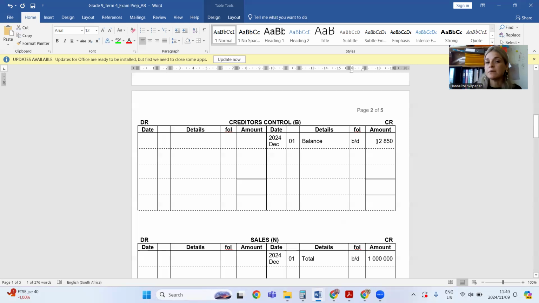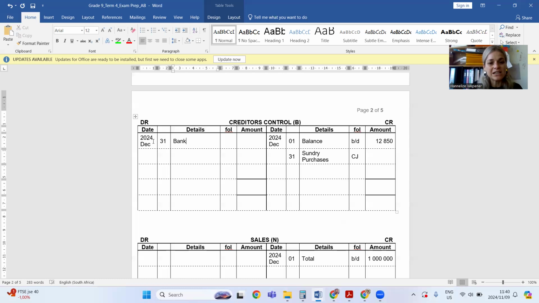Next up, creditors control. So you owed them at the beginning of the month. Then you also decided to purchase more from them, but you purchased a whole bunch of stuff during this month. So we are going to group them all together as sundry purchases. And that is recorded in your CJ. So that is that creditors control column that you see in your CJ. Then you might also decide to be a very good business person and make payment to them. So on the last day, how much did I pay them from my bank account as recorded in my CPJ?